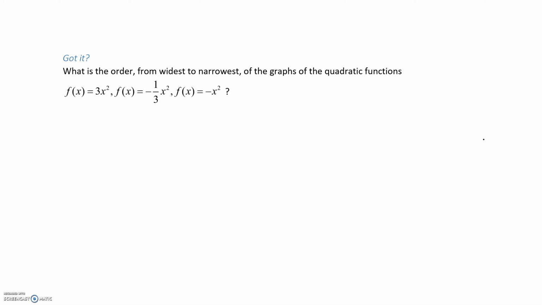Okay, so for our got it problem, we're again looking at the widest to narrowest. So we said that our widest will include our fractions. So our -1/3 x squared will go first. Then our next one to go is going to be our -x squared, because that -x squared has a coefficient of 1. And our narrowest is going to be our 3x squared. Okay, so that's the order they should be in based on their graphs.